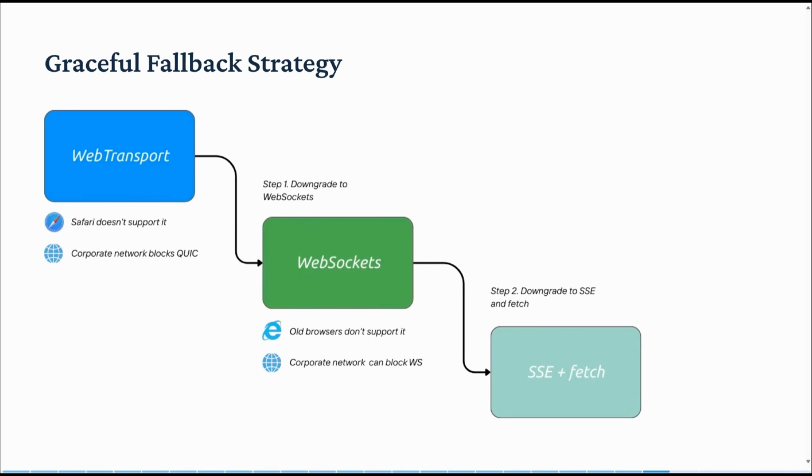The key is designing your application architecture so that the transport layer is abstracted. Your application logic shouldn't need to know whether it's using WebTransport datagrams or WebSocket messages. It should just send a real-time position update and let the transport layer figure out the best way to deliver it.